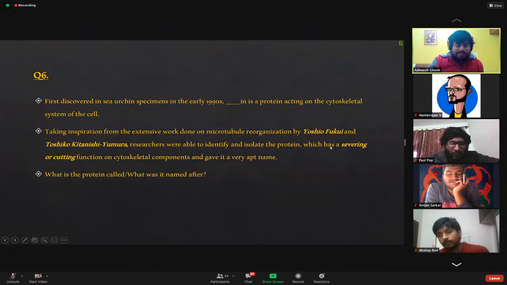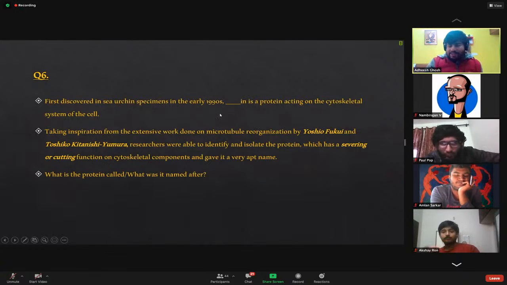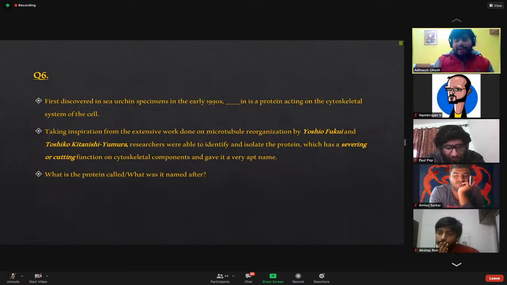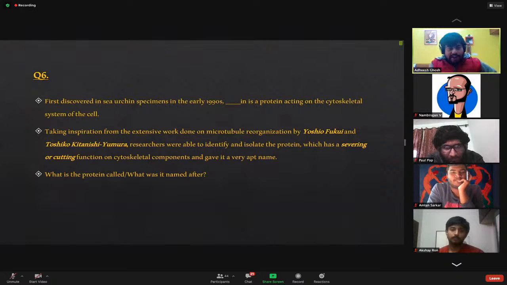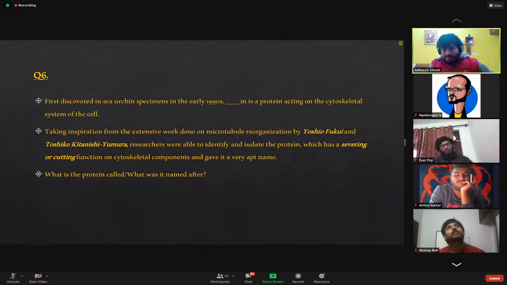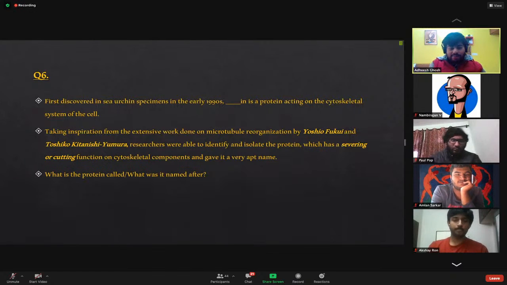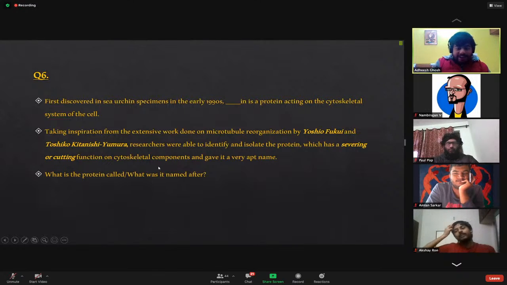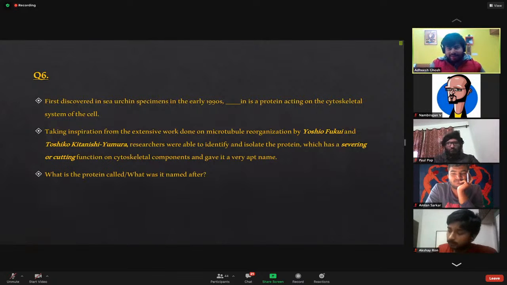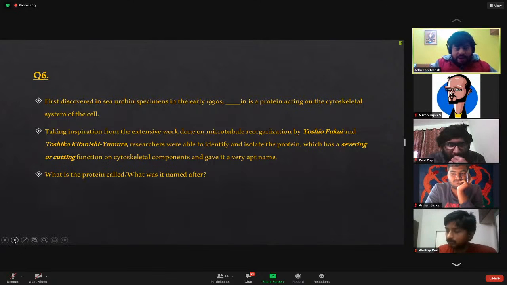Then we have question number 6. So you're talking about a protein here. It acts on the cytoskeletal system, not that important, but it was discovered by work, like sort of improving on the work of these two people, Yoshio Fukui and Toshiko Kitanishi Yumura. Look at where they're from and see that the protein, what it actually does. Look at the functioning of the protein. It severs or cuts things. So try and think of what you might call the protein, which is whatever this blank and then ion at the end, or what was it named after. So what is the common noun, or what is the common thing that it's being named after? That is your clue. And question number 6, which is gamma.